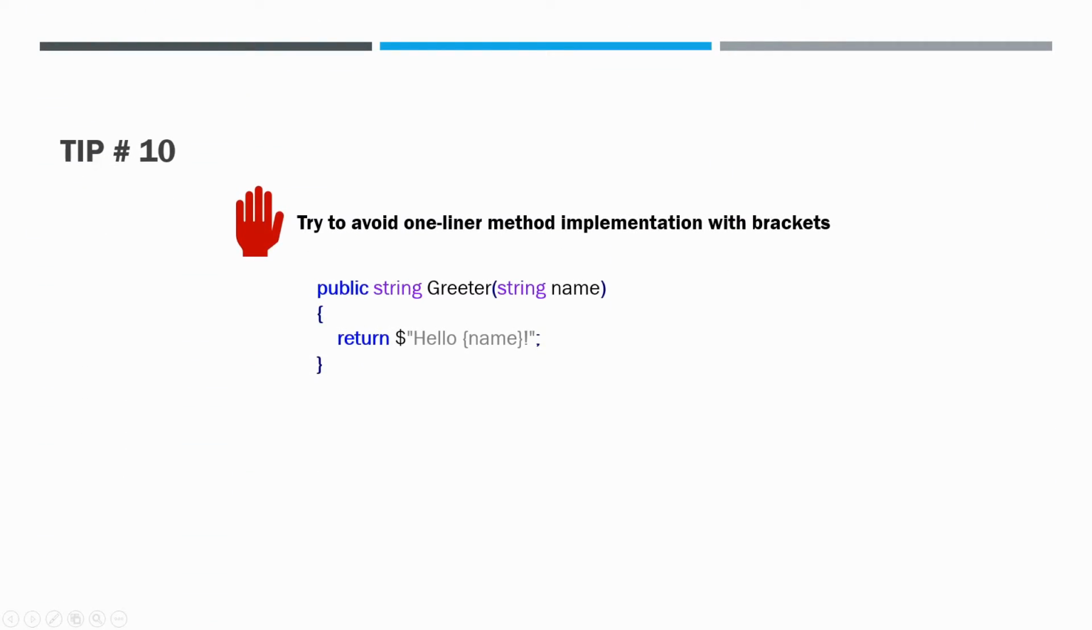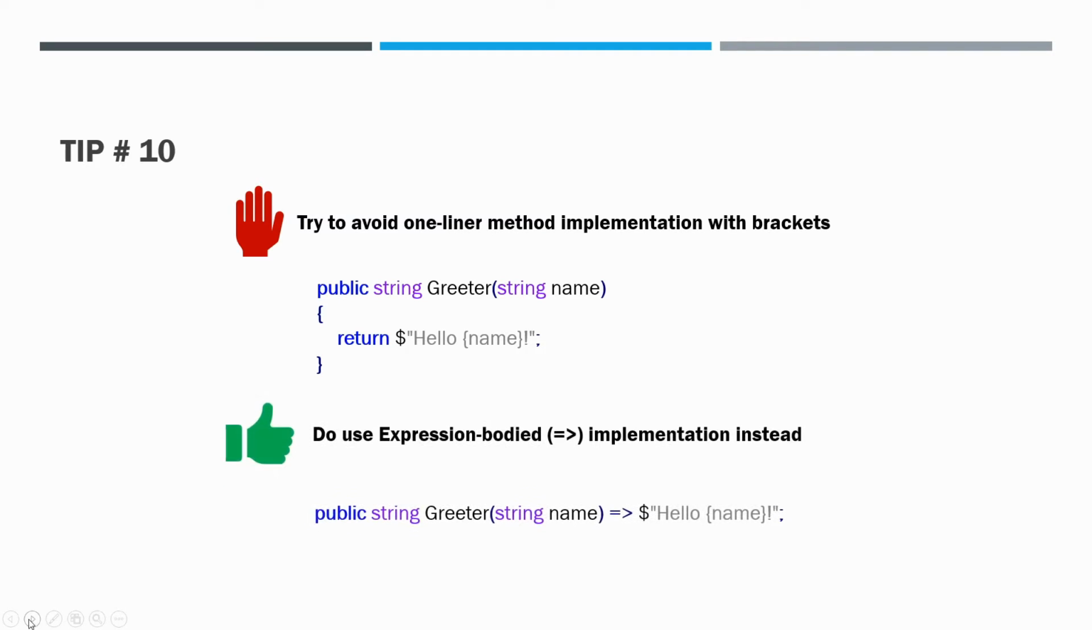Tip number 10. Try to avoid one-liner method implementation with brackets. Instead, use expression-bodied implementation. This lets you provide a member or method implementation in a very concise and readable form.